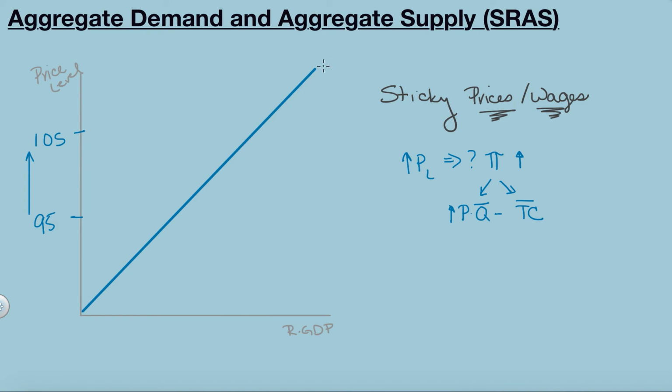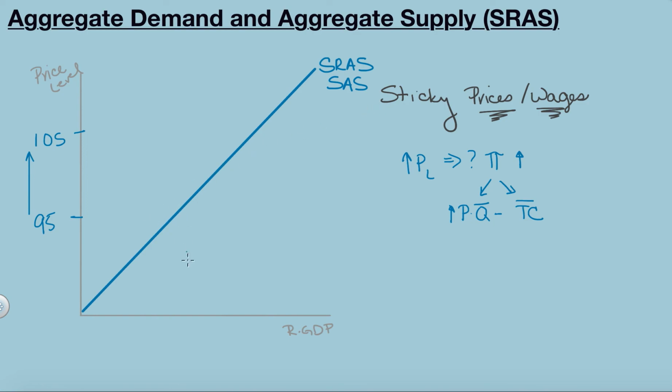So in the short run, we see that the aggregate supply curve is in fact an upward sloping curve. Now, every book and every professor calls this curve something different. Sometimes it's referred to as the short run aggregate supply curve, and sometimes it's referred to as the short run aggregate supply curve. Both of those things mean the exact same thing.